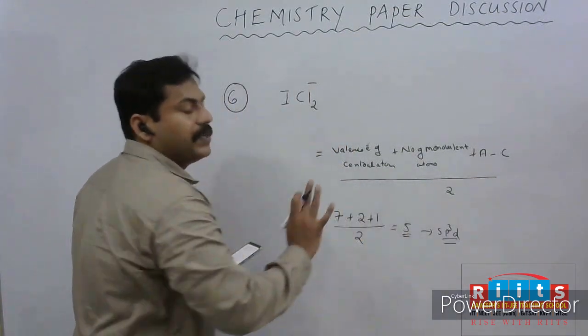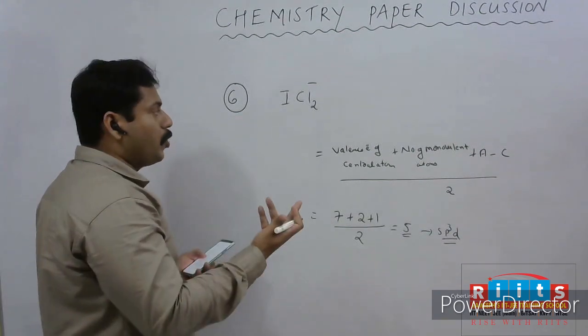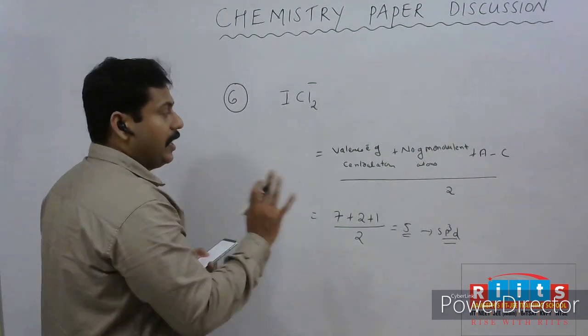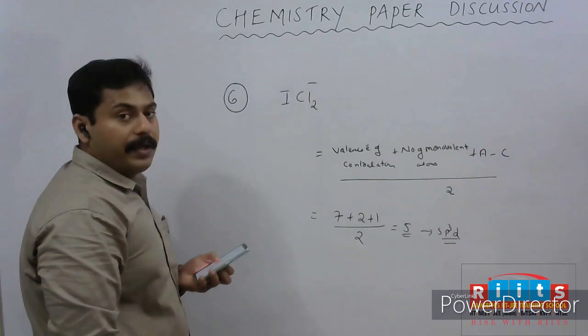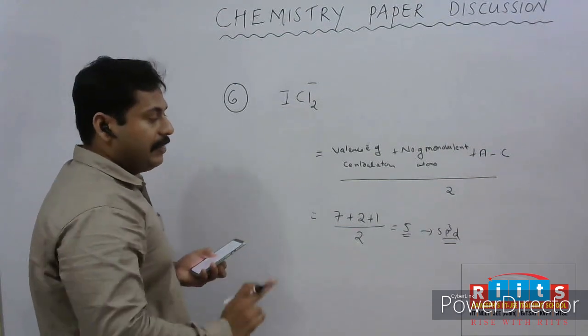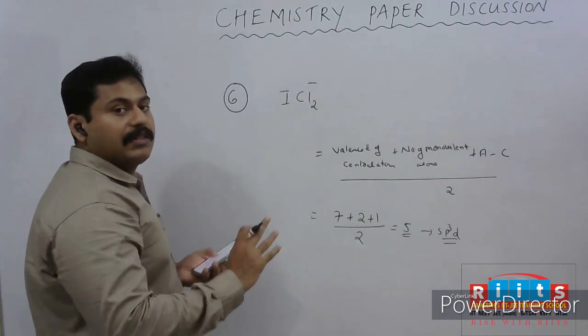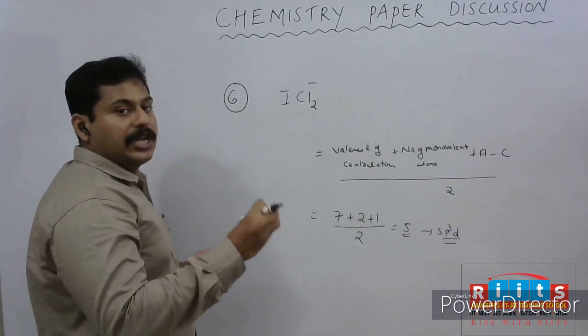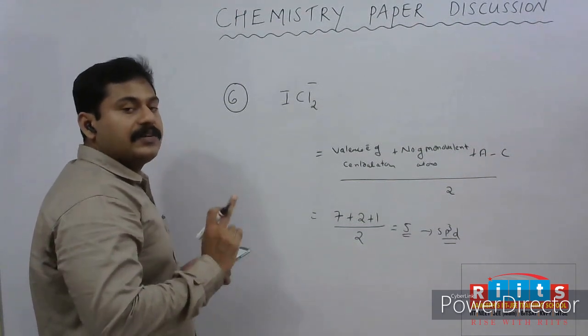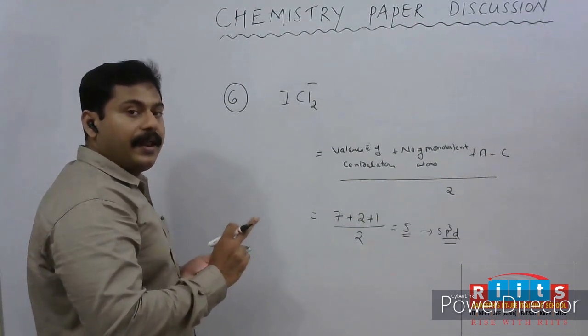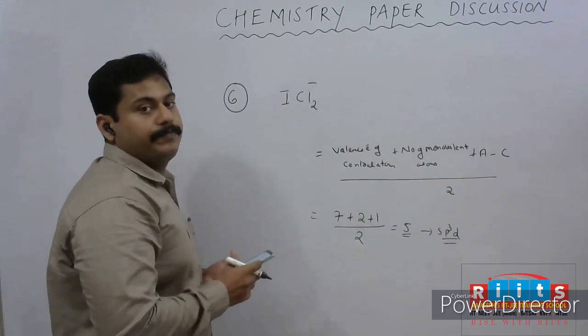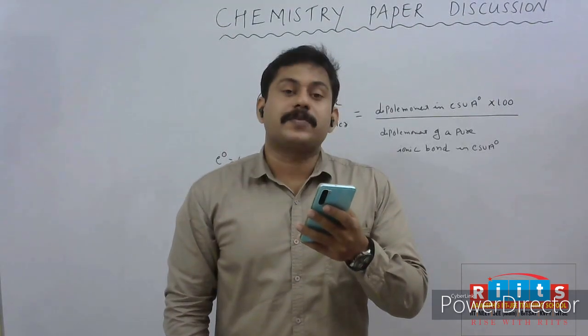What is the meaning of this 5? The central atom has to be surrounded by 5 atoms. But here we have only 2 chlorine atoms only. So 3 lone pairs will be there. That means sp3d with 3 lone pairs of electrons, now the shape will be linear. So the correct answer will be sp3d and linear shape. Thank you. Let's discuss the question number 7.